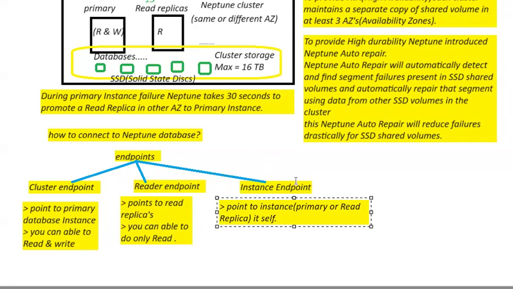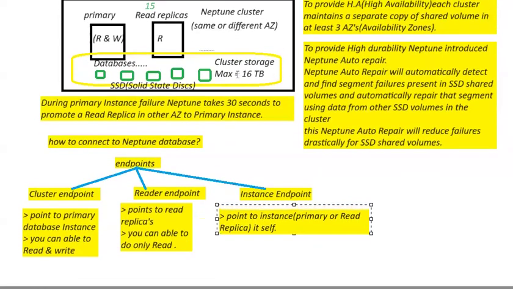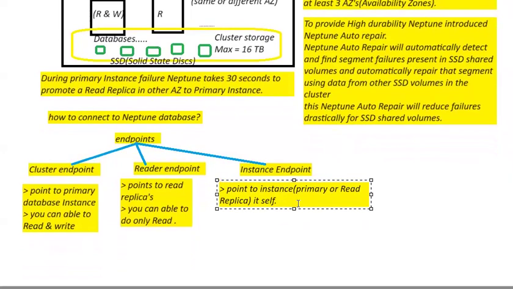So at last we have the instance endpoint. Every instance in your cluster has its own endpoint, which is nothing but your instance endpoint. The instance may be a primary instance or a read replica instance. Every instance has its own instance endpoint, which points to that particular instance only.